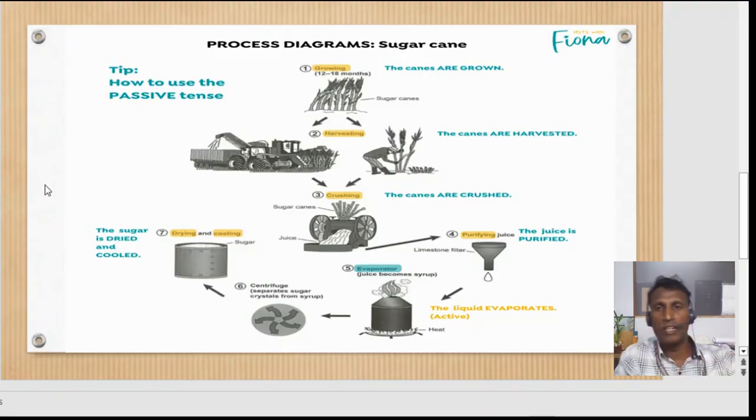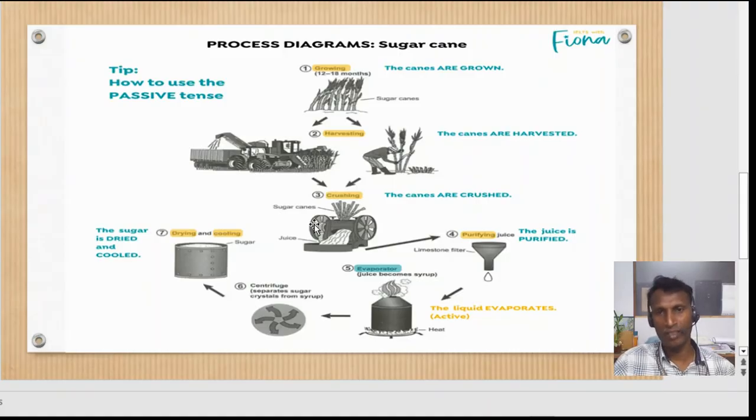So the first step in the process of making sugar is that the sugarcane is grown. The growth stage of 12 to 18 months is the time when it reaches the final growth stage so that it can be harvested. It can be harvested in one way with a machine, the other with manpower. After being harvested, the sugarcanes are taken to the crusher.